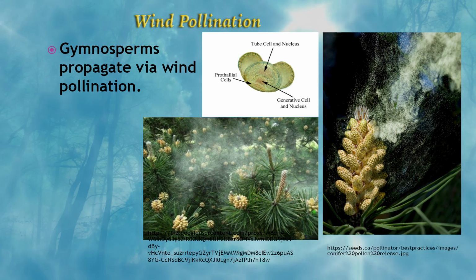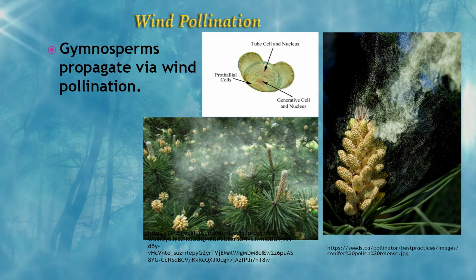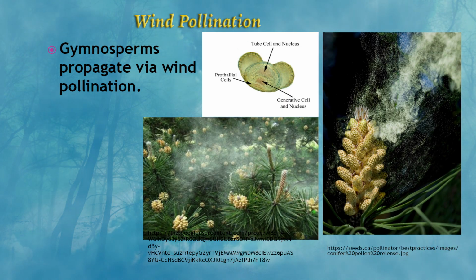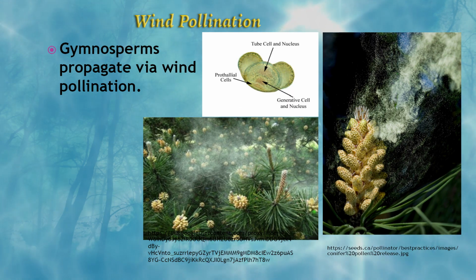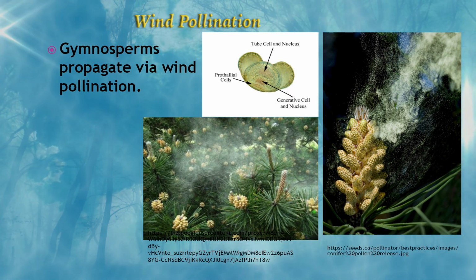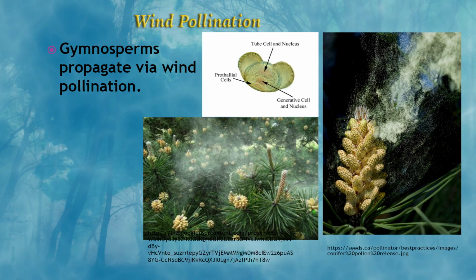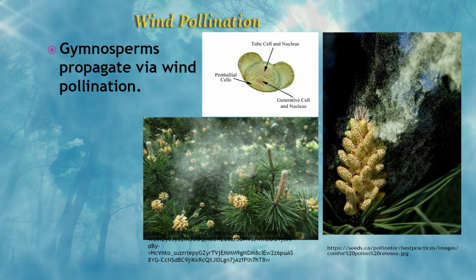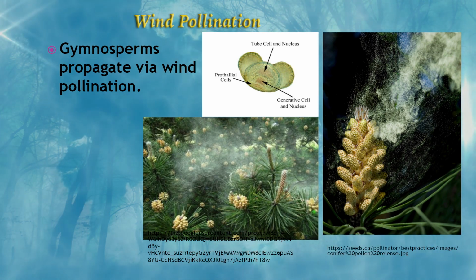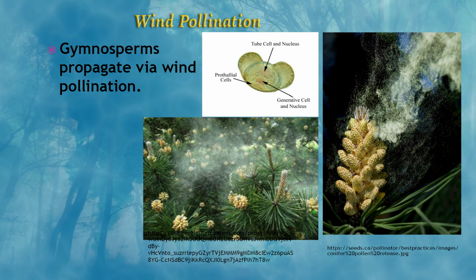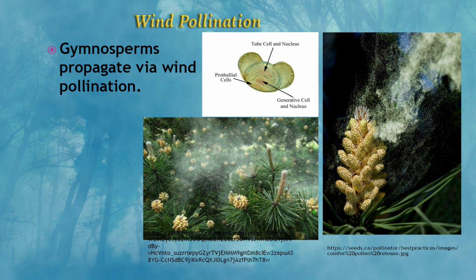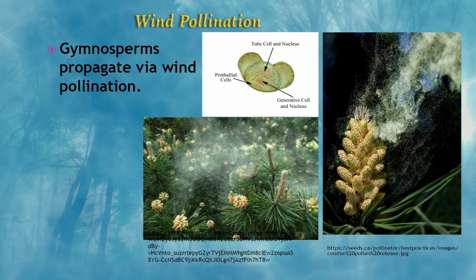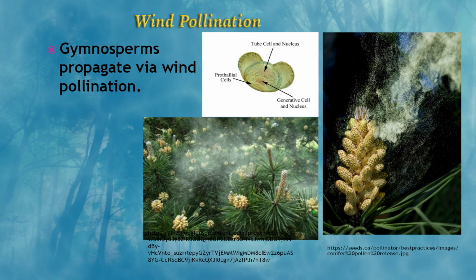Gymnosperm pollination is through wind. Earlier it was through insects, but mostly it is propagated by wind. They have to produce a large number of pollen grains. In the picture you can see a large number of pollen grains bursting into the air. This is called a pollen shower, because when they burst, the whole area becomes yellow.